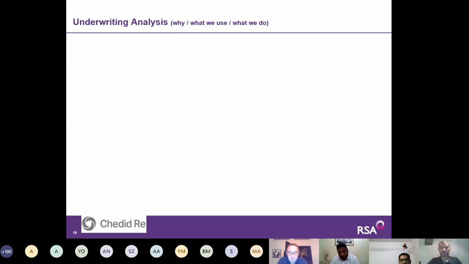Why do we analyze? Because we want the most beneficial risk. We want the most favorite risk. We don't want to deviate from our guidelines. We don't want to write something very cheap. We don't want to quote a high price for a good risk. We don't want to miss the risk. So why analysis? That's why.